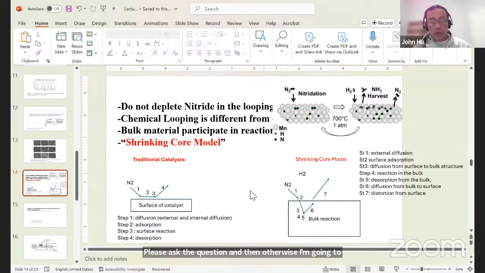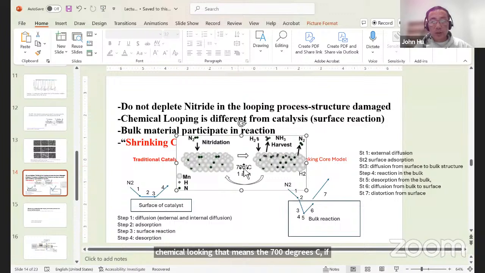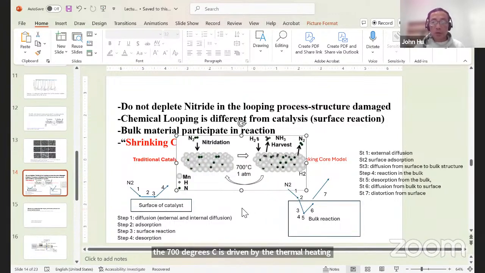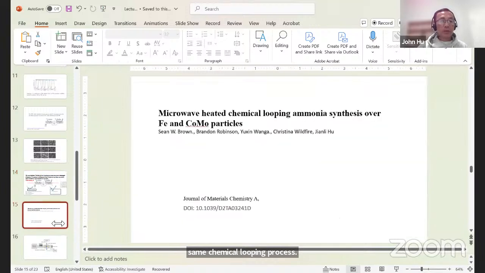So up to this point, what we have talked about is thermally driven chemical looping. That means the 700 degrees C, if you look at it here, is driven by thermal heating. So next I'm going to talk about the same chemical looping process, but driven by microwave. Okay, so this is the topic.